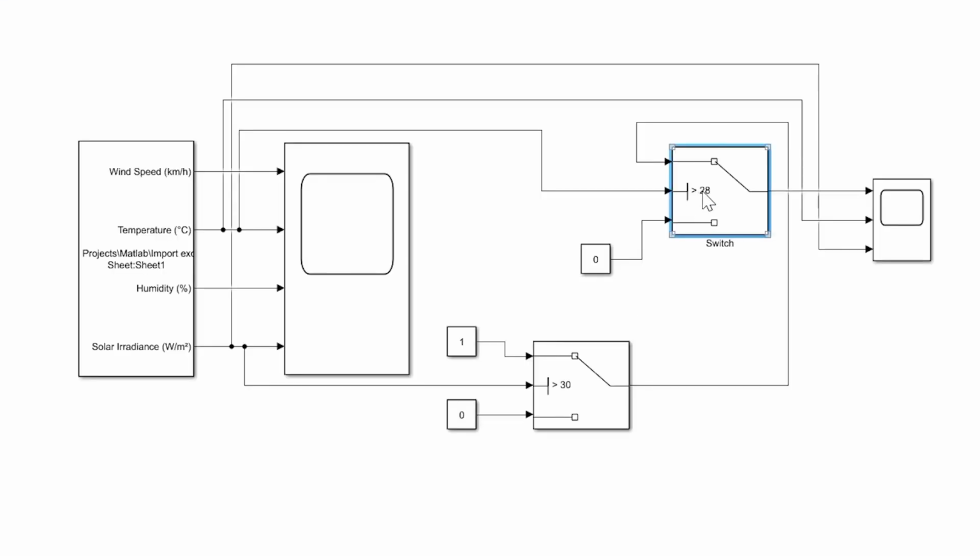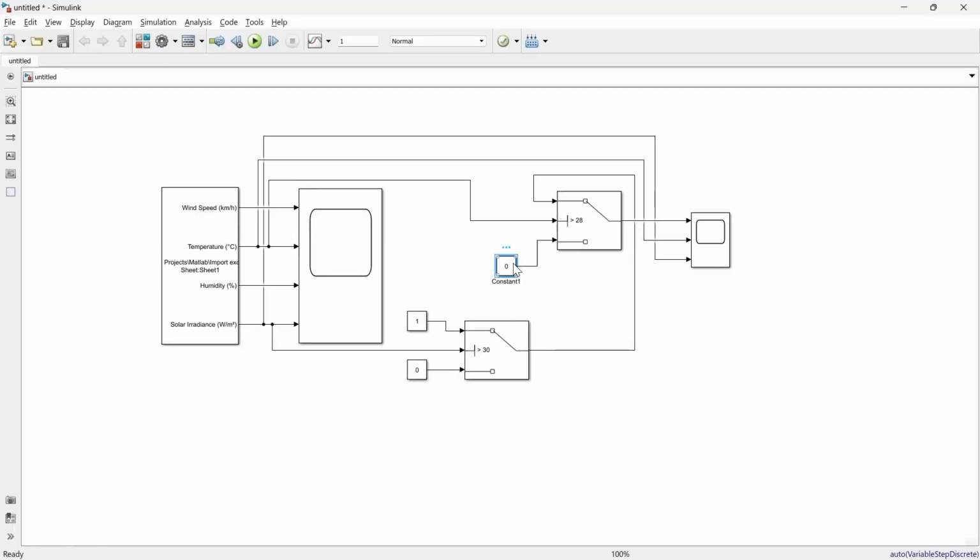Now let's say temperature is less than 28 but solar irradiance is greater than 30. So when solar irradiance is greater than 30, 1 will be reflected over here, but temperature is less than 28. So what it does, it will take the lower output and reflect this 0 input in output. So in both the cases our condition is fulfilled. Only and only when the solar irradiance is greater than 30 and temperature is greater than 28, in only that condition the output will be 1.